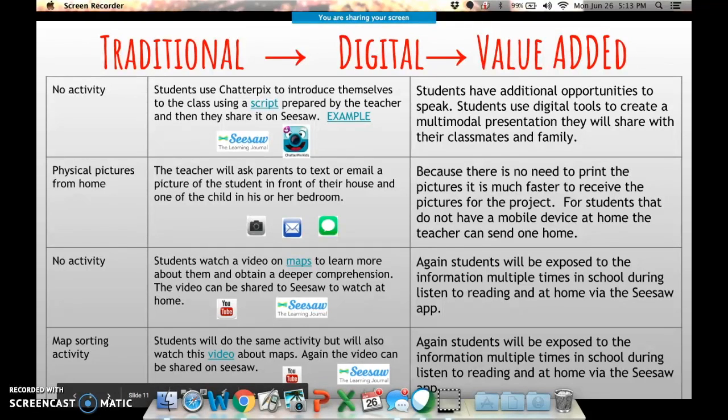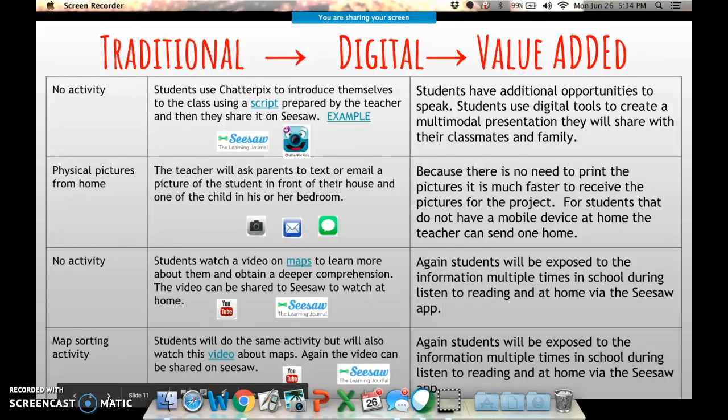Another activity is that students will watch a video on maps to learn more about them and obtain a deeper comprehension about maps. The video can also be shared to Seesaw, and so it will be able to be watched at home. Again, students will be exposed to the information multiple times in school during listening, and will have time to read and watch at home via Seesaw.